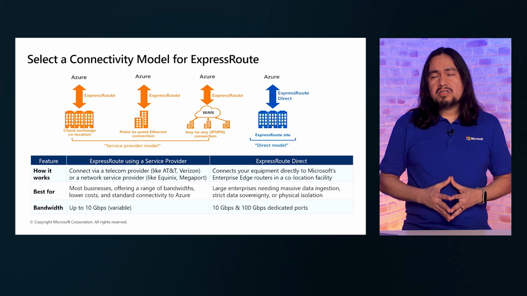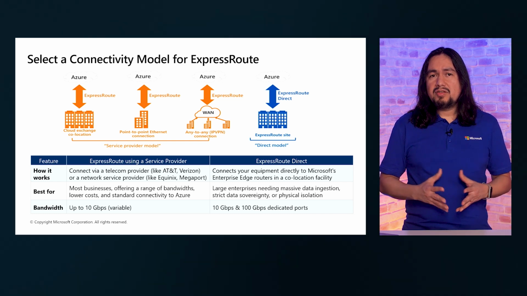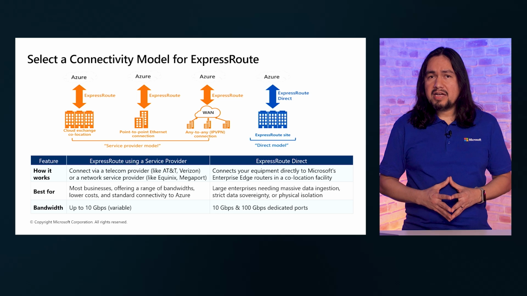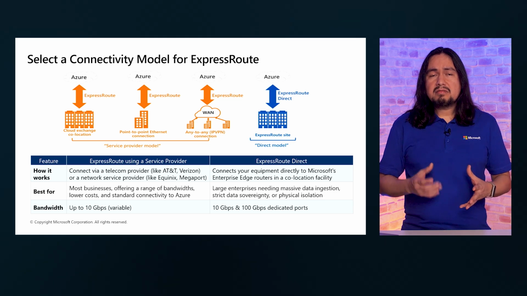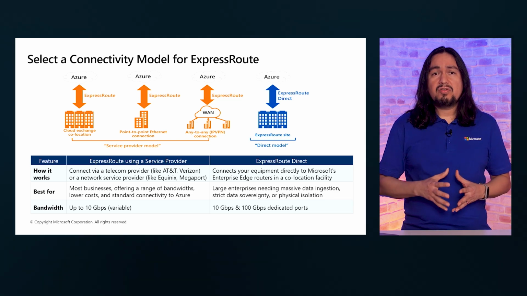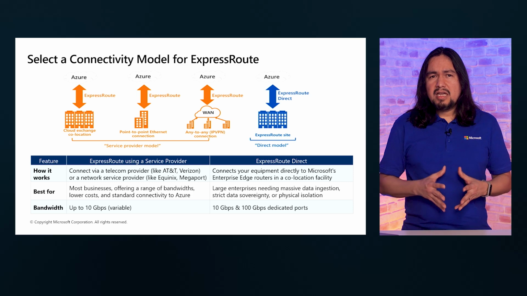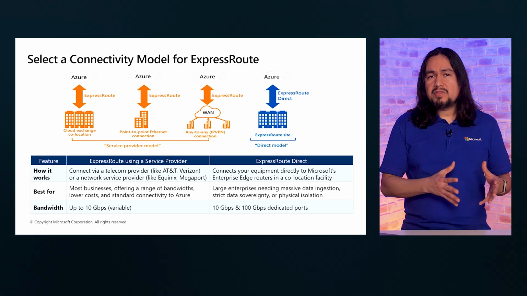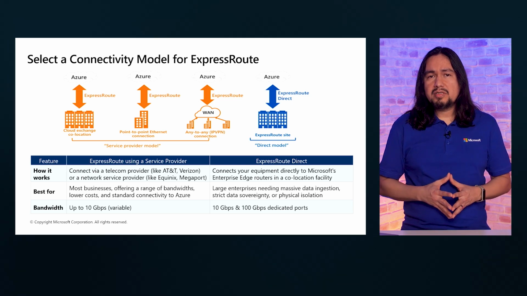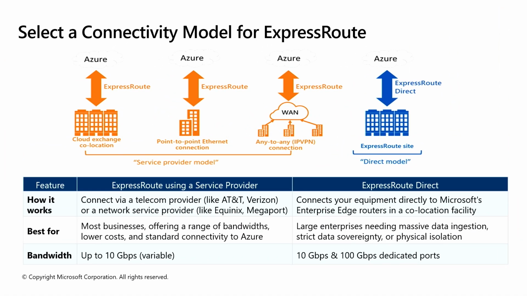There are some other customers, though, that they need a direct connectivity to Microsoft Azure. Maybe because there is a regulation they need to comply, but nevertheless, you can have your connectivity directly into Azure. In these specific cases, the bandwidth available for you will be from 10 up to 100 gigabits per second.